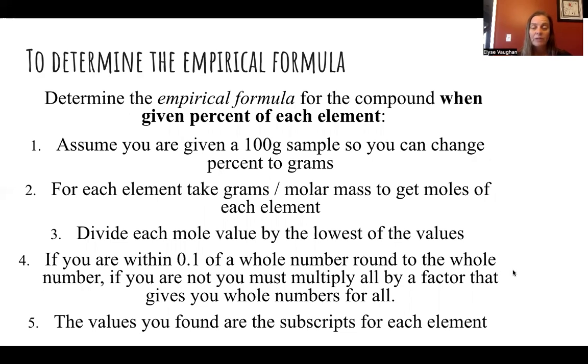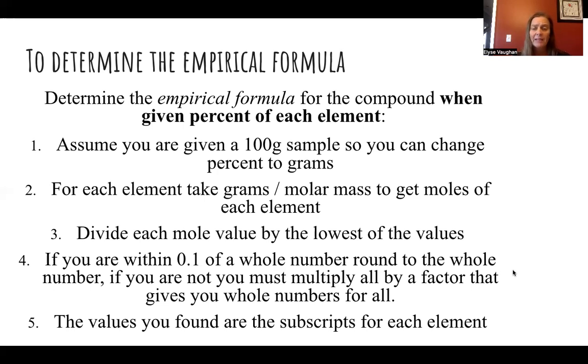So if we're given the percentage of each element, we're going to assume, just to make the math easy, that we have a 100-gram sample. Then those percentages become grams. For each element, we're going to divide those grams by the molar mass of that element. Now it's just the element. Even if it's a diatomic element, it's just the mass of that element because we want to know how many moles of each element are present. We're going to divide each of those values by the smallest number, the lowest of those values.